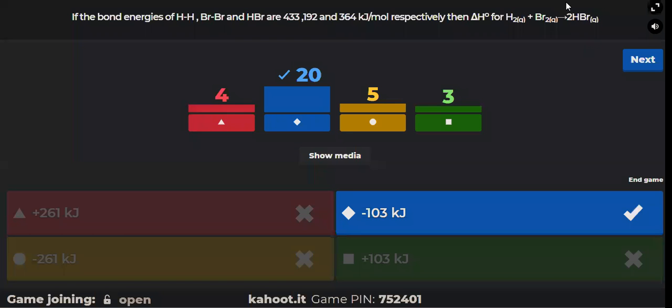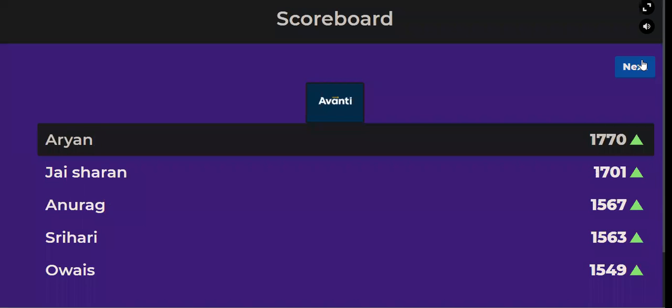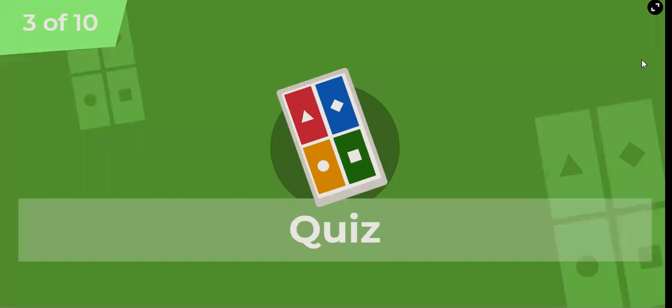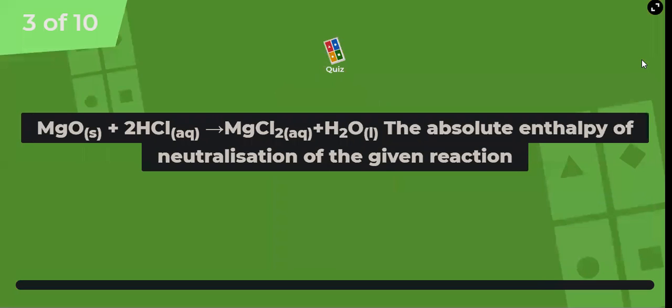So it will be 433 plus 192 minus 2 into 364. Okay, let's see the second problem. See the scoreboard. There's a huge change. Everyone is replaced, I guess. Okay, next problem. So the reaction is given. The absolute enthalpy of neutralization of the given reaction is.